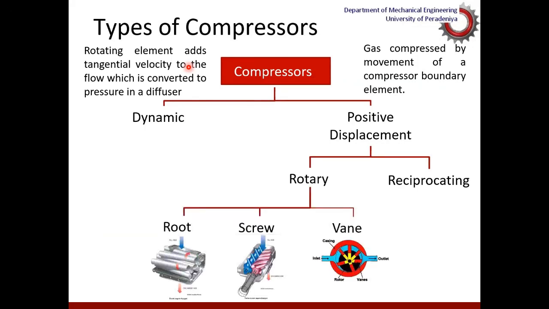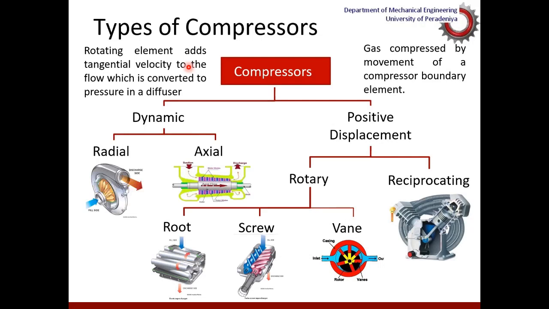In fact, there are three types of rotary compressors which were tried out in internal combustion engines as superchargers: the Roots compressor, the first generation, the screw compressor, as well as the vane compressors. The reciprocating compressors are hardly used in internal combustion engines, but for other air compressors they are used. You have a piston cylinder device as the operating mechanism. And there are two types of dynamic compressors, the radial and axial compressors. In internal combustion engines, the most common type is the radial compressor, but axial compressors are used in gas turbines.